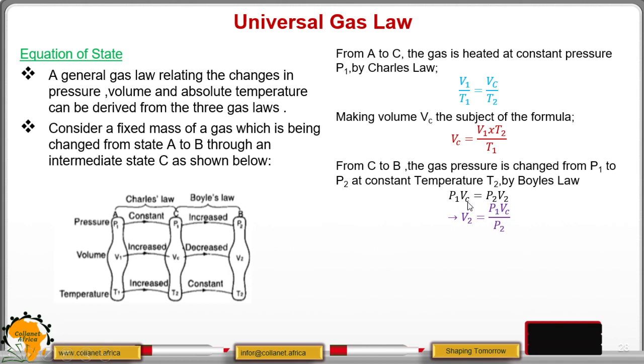But initially we had that Vc is V1 T2 divided by T1. So where we have Vc, we replace it with this expression. By so doing, we have V2 equal to P1 times V1 T2, divided by P2 T1.